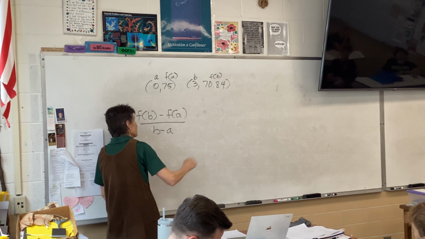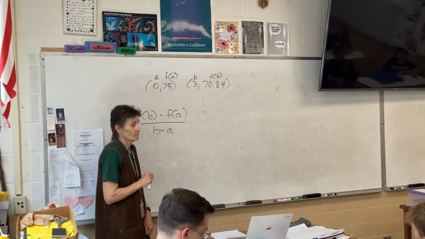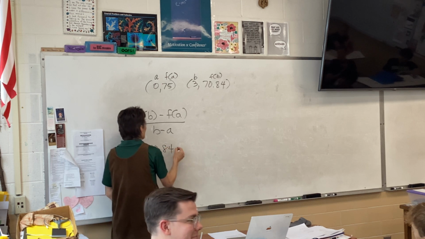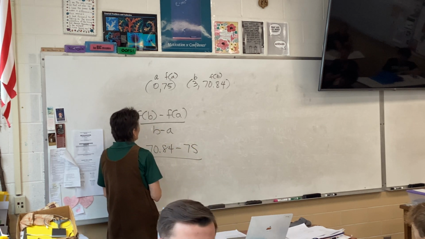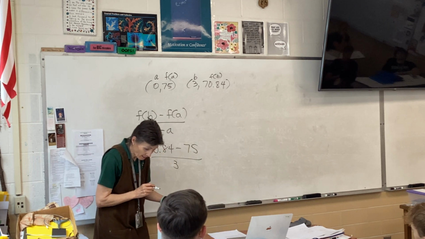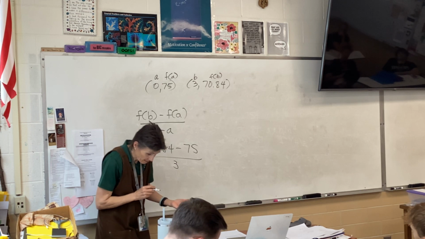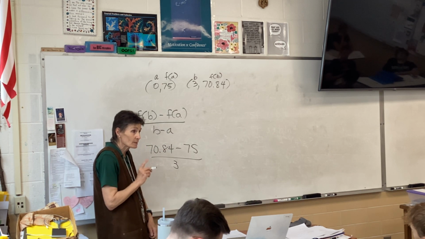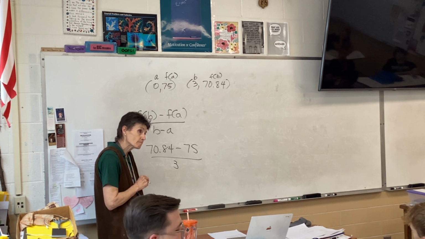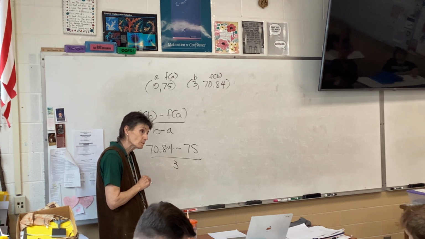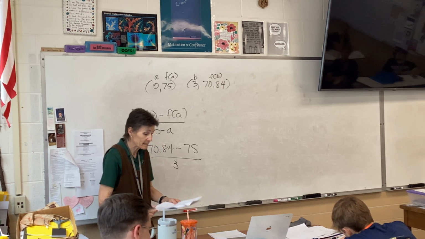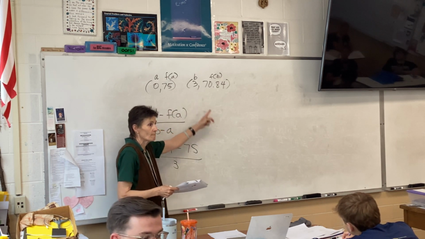So here we go. f of b, 70.84 minus 75, over 3. When I did that, I got negative 1.387. Does that make sense? I tried to plug some of the values into the equation I had, and it just made it more complicated than it was. Yeah, it says use the given data, so that's why we just stuck with those points right there.